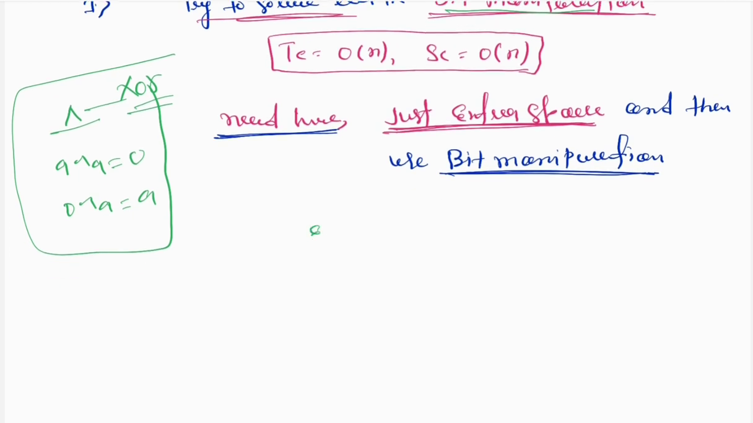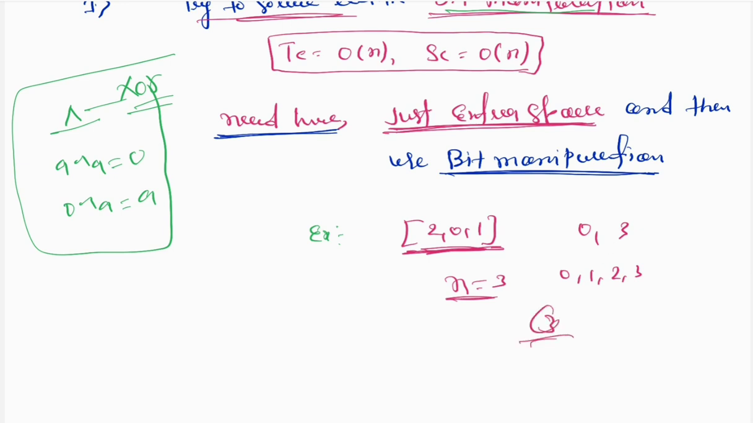Now let's understand with an example. We have the array 2, 0 and 1. What is the size of the array? The size of the array is 3. So we should have the elements 0 to 3, so 0, 1, 2 and 3. But we do not have 3 here, so our answer is 3 in this example.